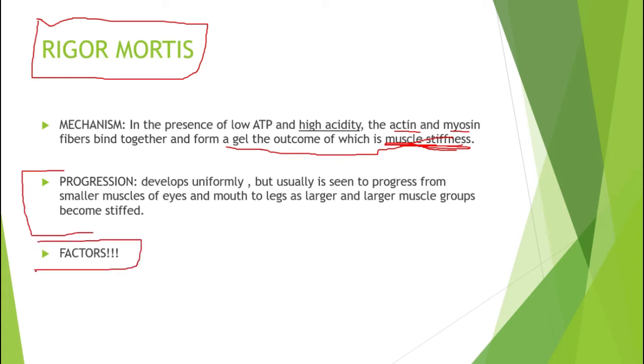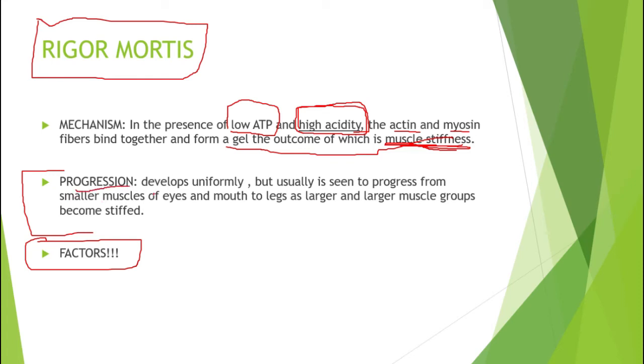What are the factors affecting the rigor mortis? Can you think of any factors? I have told you already. Can you guess them? Yes, low ATP and high acidity. The earlier these two conditions are met, the earlier will be the rigor mortis, and the later these two conditions are met, the later will be rigor mortis. This is the reason that the progression of rigor mortis is not uniform. Let's go to the second bullet point to understand it.